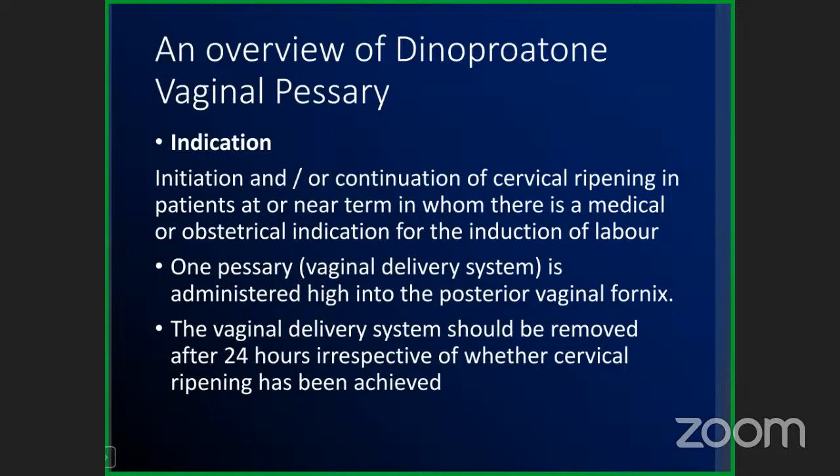What is the indication? It is only and only for initiation and continuation of cervical ripening in a patient at or near term in whom there is a medical or obstetrical indication for induction of labor. Believe me, if the patient is in labor or says that she has some pain or discharge, do not use the pessary. It is only for initiation of labor, never for augmentation of labor. How is it used? One pessary vaginal delivery system is inserted high into the posterior vaginal fornix. The vaginal delivery system should be removed after 24 hours, irrespective of whether cervical ripening has been achieved or not.